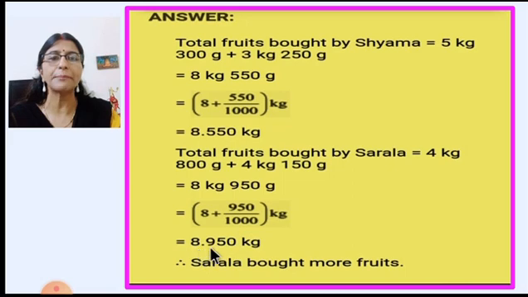So you will get 8.950 kg. Now we'll compare these two values, 8.550 kg and 8.950 kg. 8 kg is the same, but you see the number after the decimal point. Here it is 9 and here it is 5. So this value is bigger. So we'll write Sarla bought more fruits.